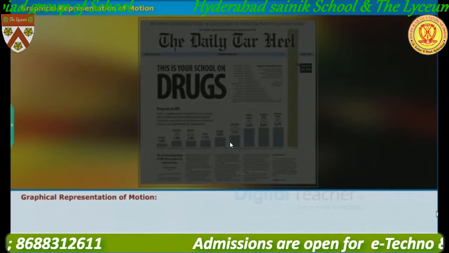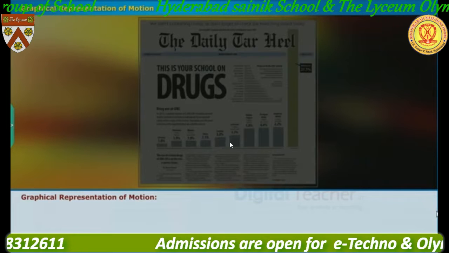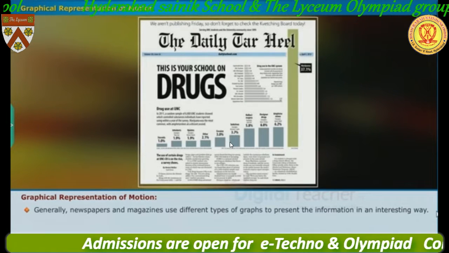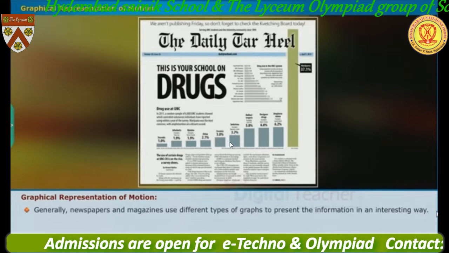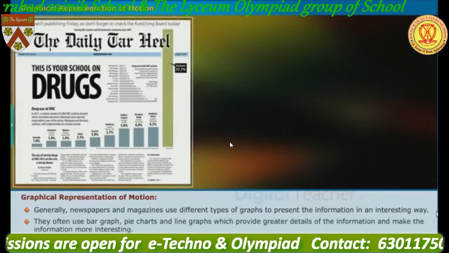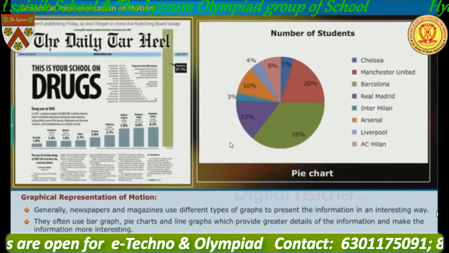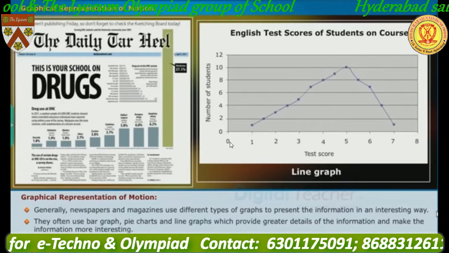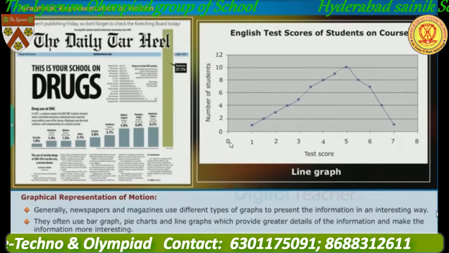Let us know the graphical representation of motion. Generally, newspapers and magazines use different types of graphs to present the information in an interesting way. They often use bar graphs, pie charts and line graphs, which provide greater details of the information and make the information more interesting.